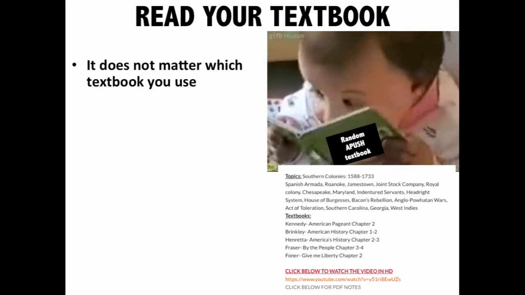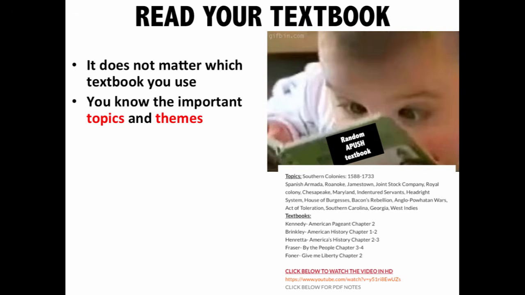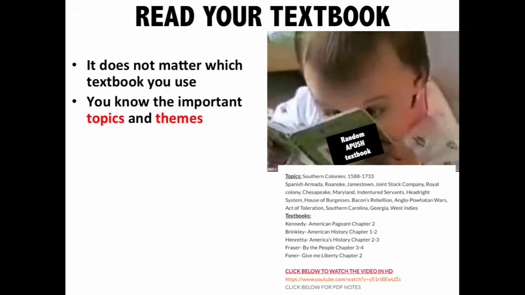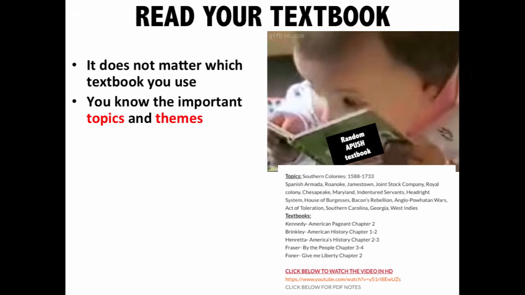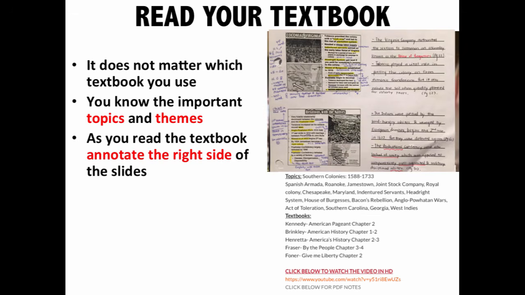Now, the cool thing about reading the textbook now is you already know the important topics and themes. The video has exposed you to some of the big ideas and the main actors and actresses of this period in American history. So now when you're reading, you can read with a sense of purpose. And as you read the textbook, annotate the right side of the slides. So if you're reading about colonial Virginia, right there on the right side, add additional notes to that packet.